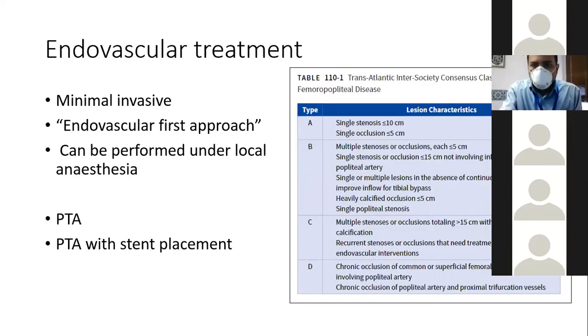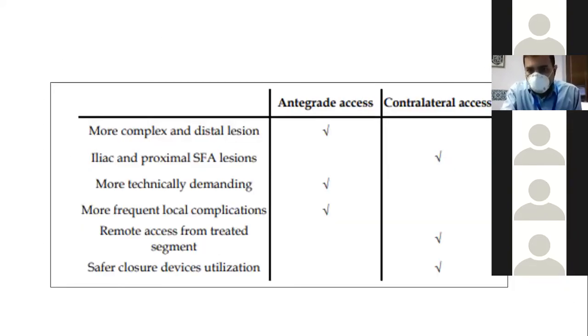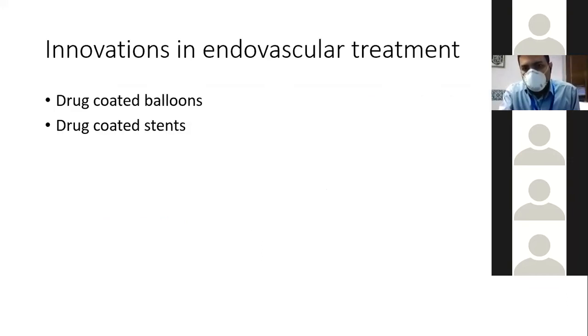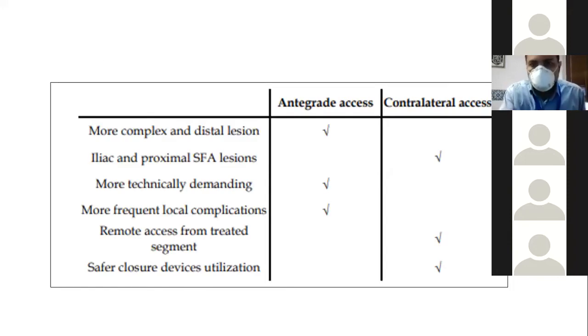We can use in diabetics contralateral access or the antegrade access. I wanted to comment a little bit on what is antegrade and what is contralateral access and how it makes a difference, especially in patients with infrapopliteal disease. So any idea about that? What will you select, the antegrade access or contralateral access, in a diabetic patient?